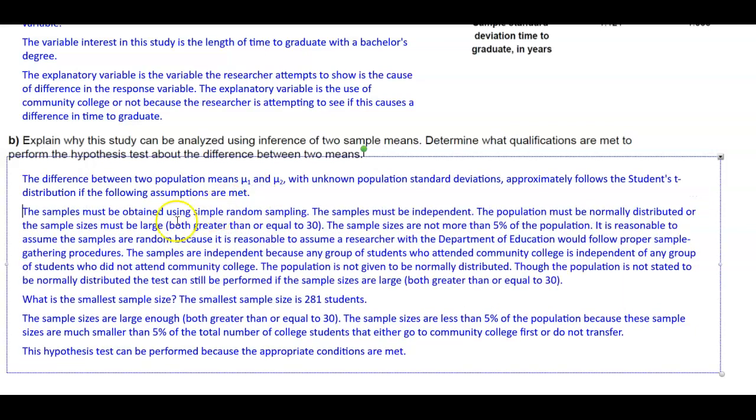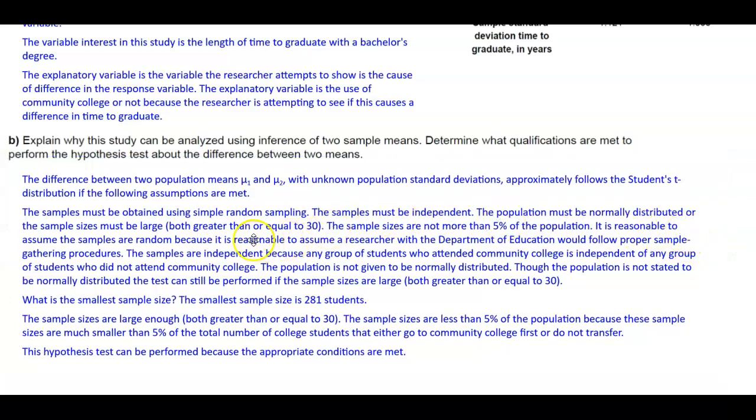First, the samples must be obtained using simple random sampling. The samples must be independent. The population must be normally distributed, or the sample sizes must be large, both greater than or equal to 30. And the sample sizes are not more than 5% of the population.